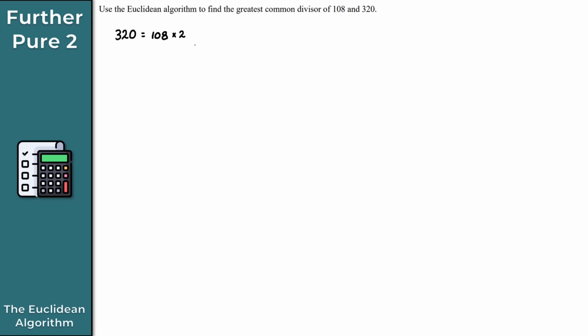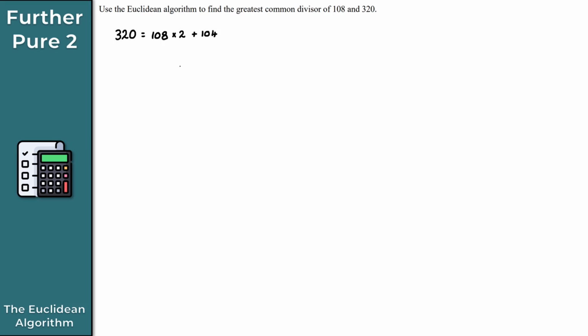So 108 times 2. And what we also need to consider here then is what is the remainder. So 320 minus 108 times 2 gives us 104. So our remainder here then is 104, right? So hopefully this first step here was pretty straightforward. This is just simply the division algorithm, right? What we covered in the previous video.